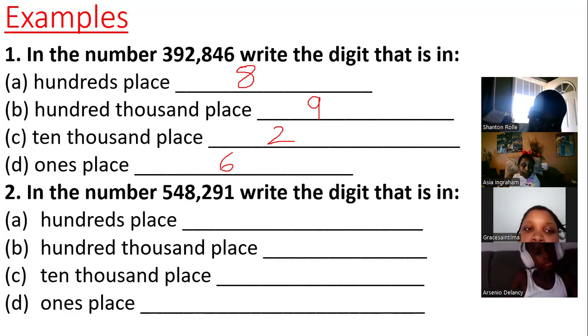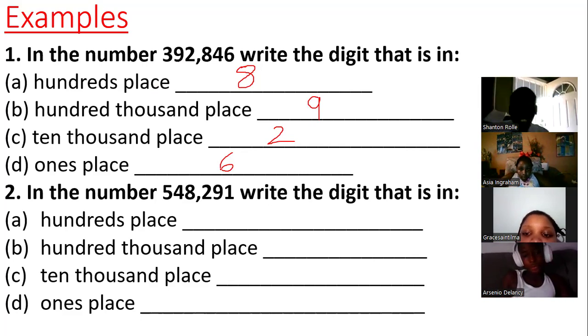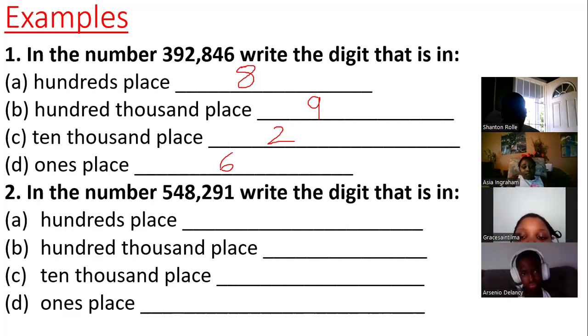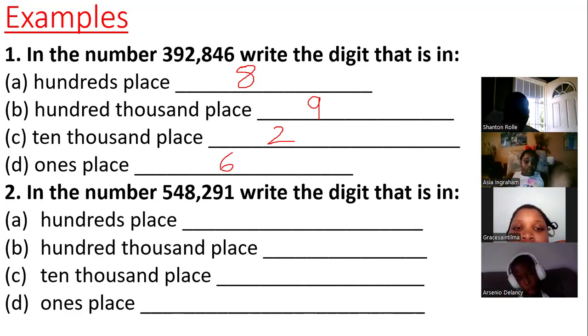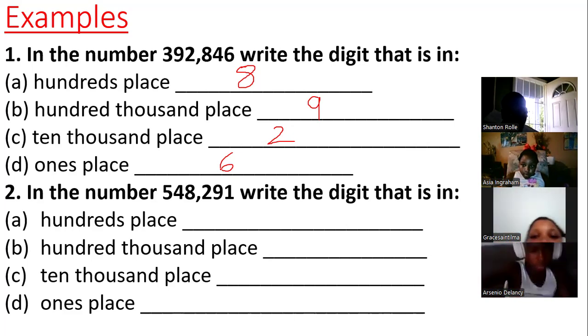So we have the number, pronounce this number for me. 548,291. Write the digit that is in the place. Okay, so this one I want you to answer inside the chat. Do not copy each other. Put A and then your answer, put B and then your answer, put C and then your answer, and then put D and then your answer.